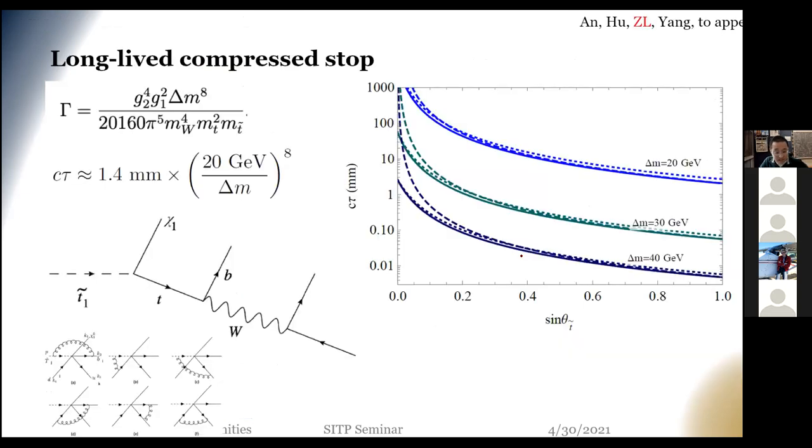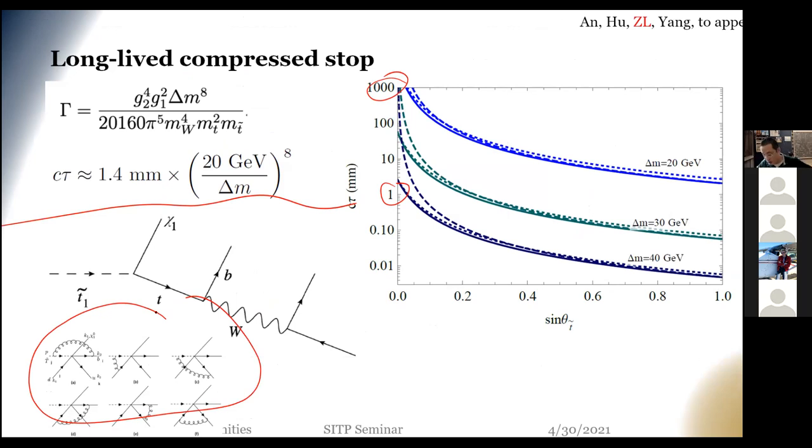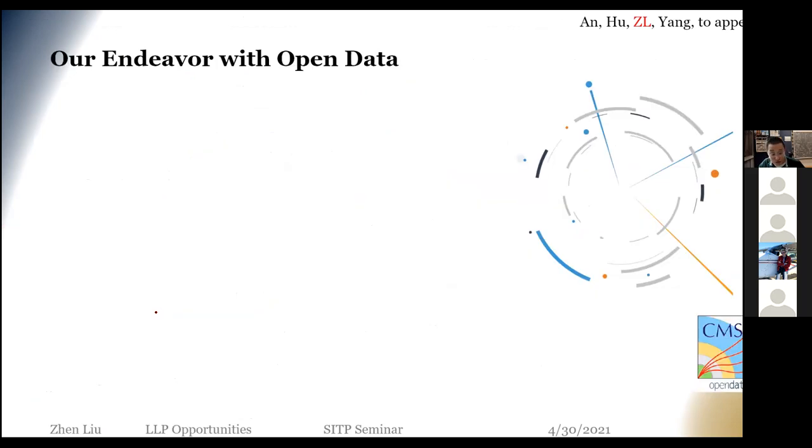And of course, we did this lifetime calculation to make sure our calculation is robust in the U3 flavor conserving one, without this stop to charm and bino transition. It's really long-lived, with typical lifetime ranging from millimeter to meter level. We also calculate the vertex fraction from the operator mixing to make sure our lifetime calculation is robust.